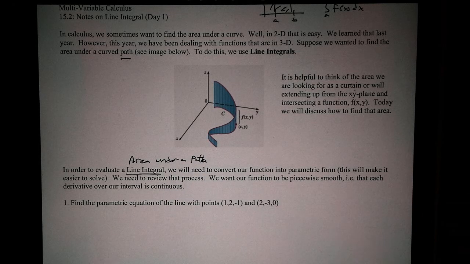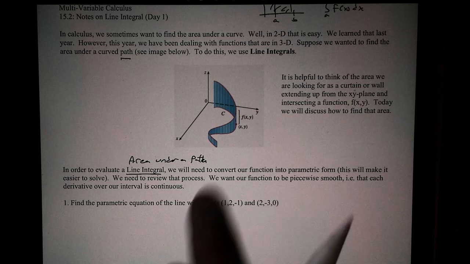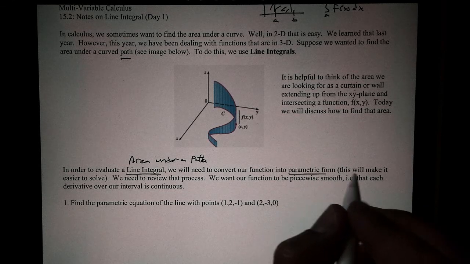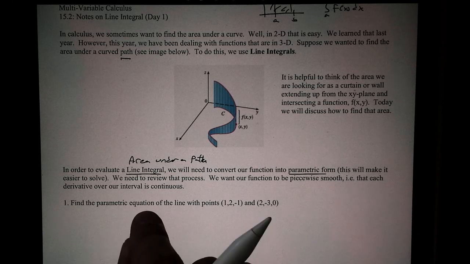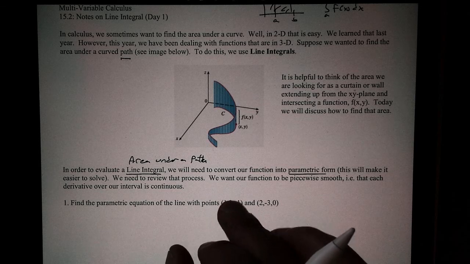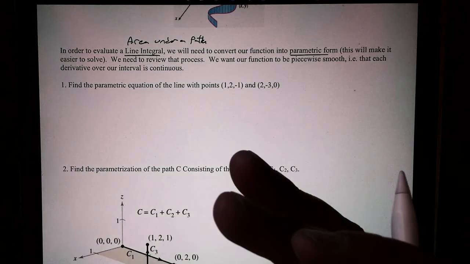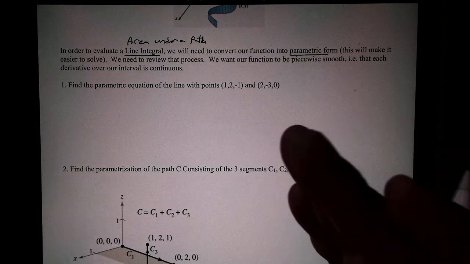Remember, we talked about paths earlier this year. Check out my earlier videos if you need to. We are going to need to convert these into parametric form. This is going to make it way easier to solve, and we'll talk a little bit more about why later on. So let's go ahead and review how to convert to a parametric function.